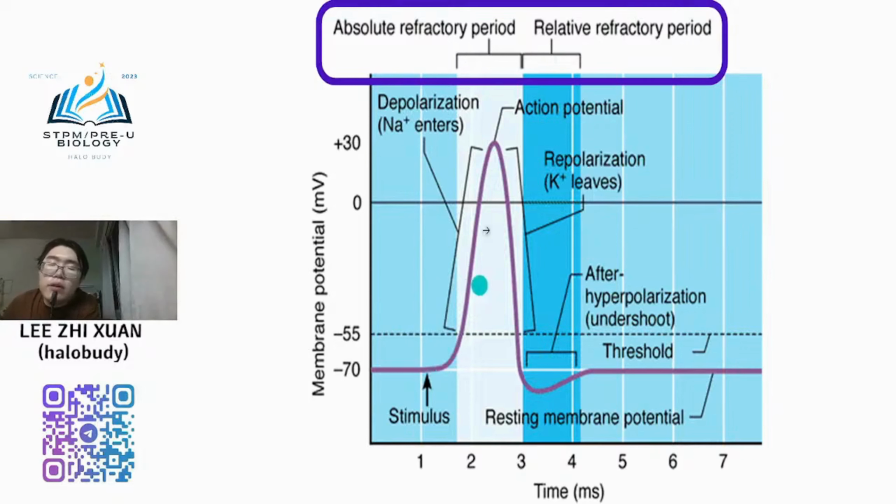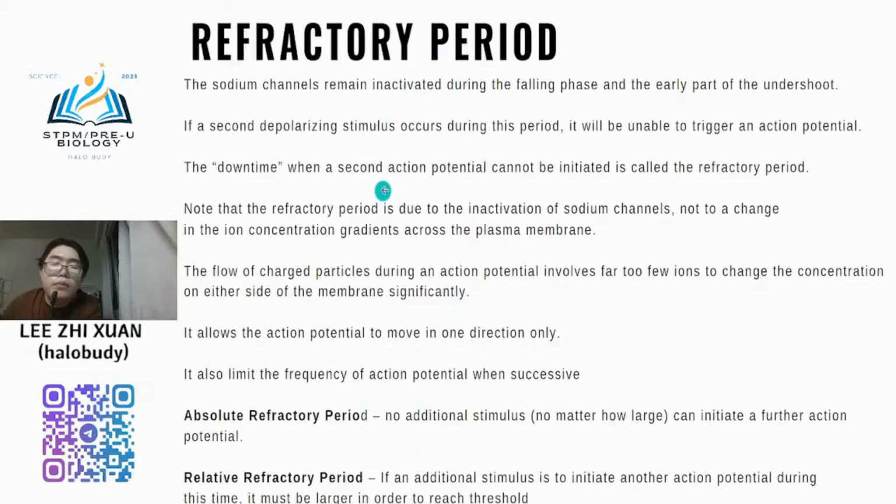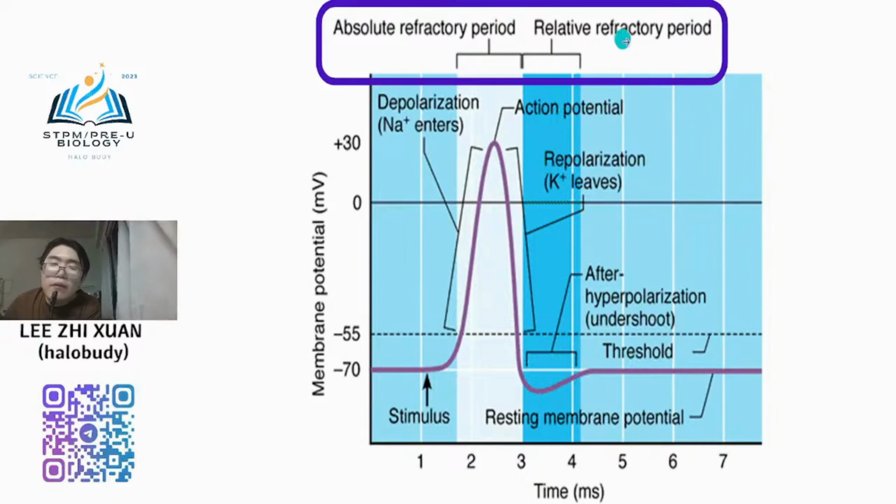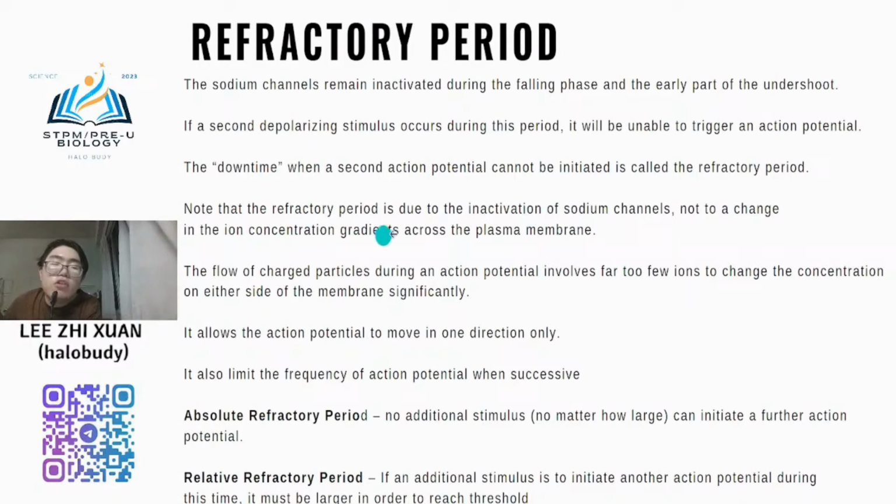Imagine that during repolarization the potential starts to decrease and then another stimulus comes; the membrane potential would start to increase again and trigger another potential higher than this. Cannot. So you need to inhibit this. The refractory period is due to inactivation of the sodium ion channel, not the change in the ion concentration gradient. It is very important that you know the refractory period is due to the sodium ion channel inactivating rather than the ion concentration gradient.